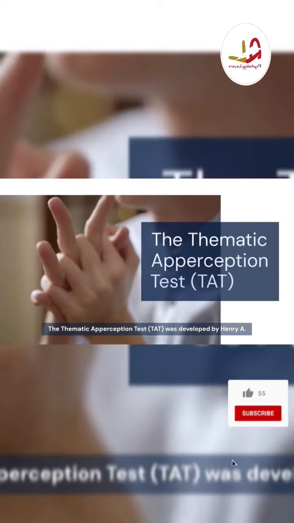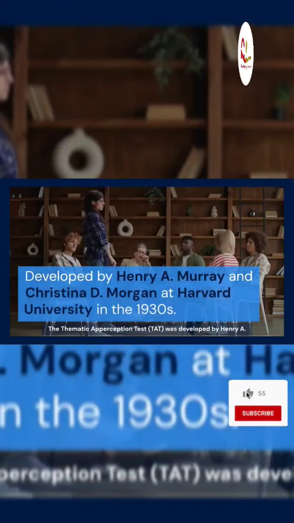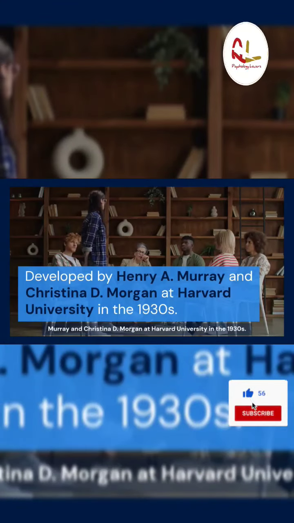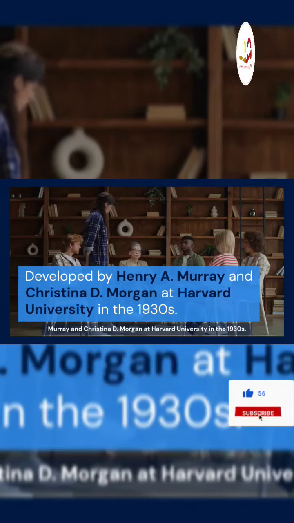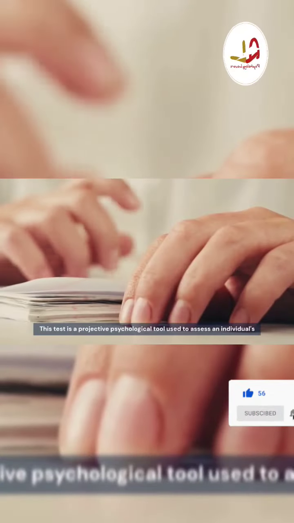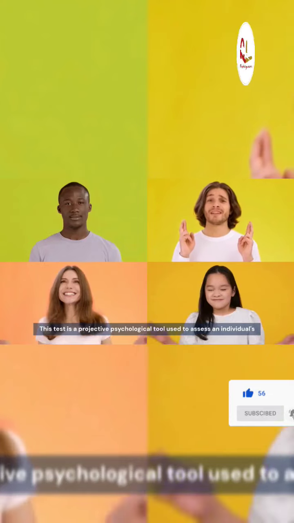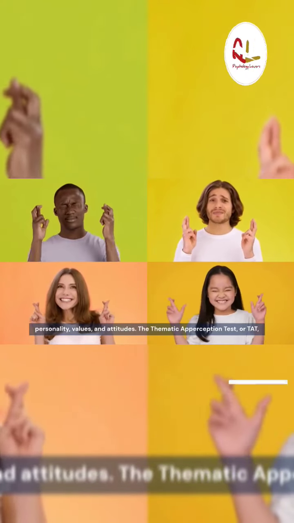The Thematic Apperception Test, TAT, was developed by Henry A. Murray and Christina D. Morgan at Harvard University in the 1930s. This test is a projective psychological tool used to assess an individual's personality, values, and attitudes.